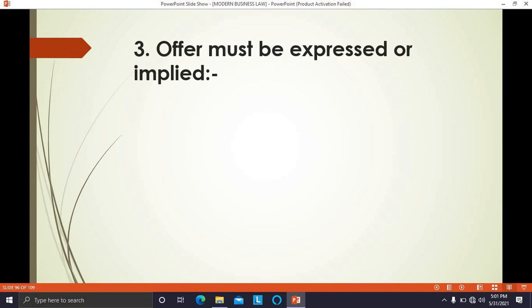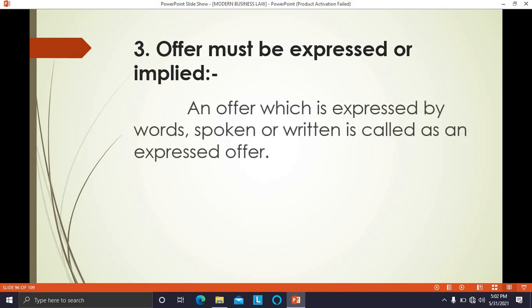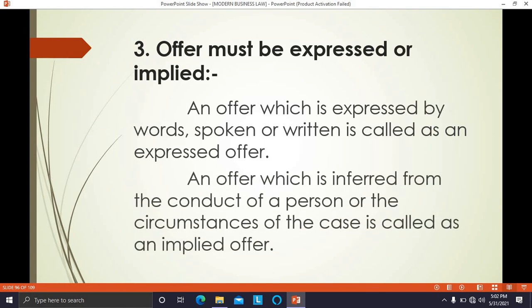The third point is that the offer must be expressed or implied. Already we have discussed what express contract and implied contract mean. Express means when an offer is given by words, either spoken or written, it is called an express offer. In case of an implied offer, the offer is not given using words, either spoken or written, but is inferred from the conduct of a person or from the circumstances of the case. Such an offer is called an implied offer. So an offer can be either an express offer or an implied offer.